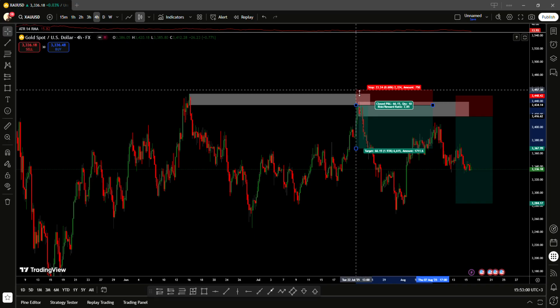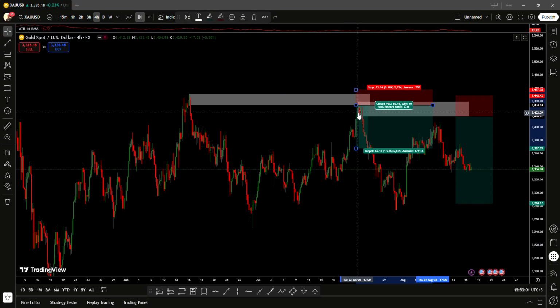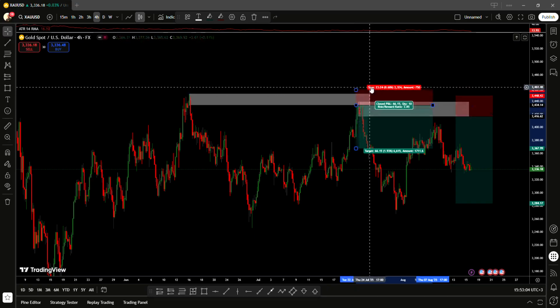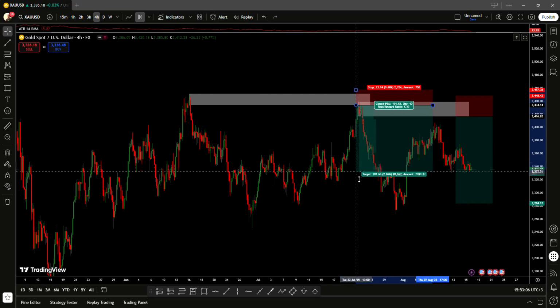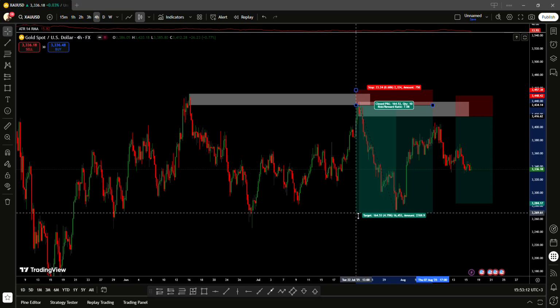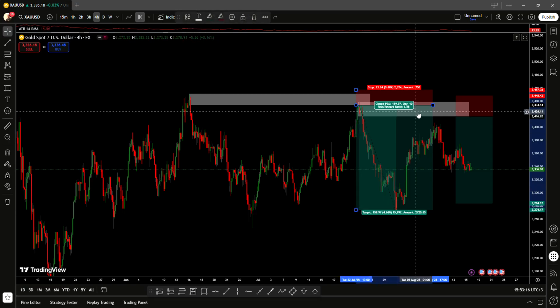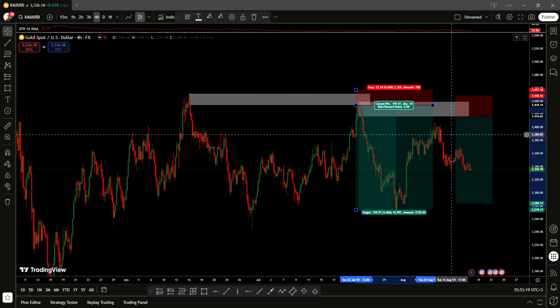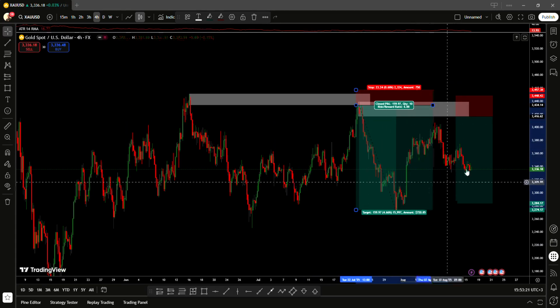Enter here, stop loss slightly above, and then take profit at the previous low, which is this one. That is a 1:5, 1,000 pips, and then it could go up to a 1:6, which is 1,600 pips. So this was a successful trade. Then you missed this one, you got this one, and then missed this one.